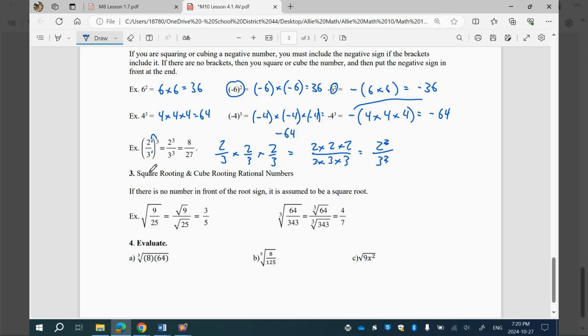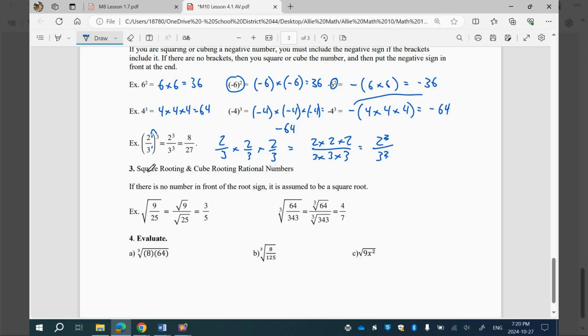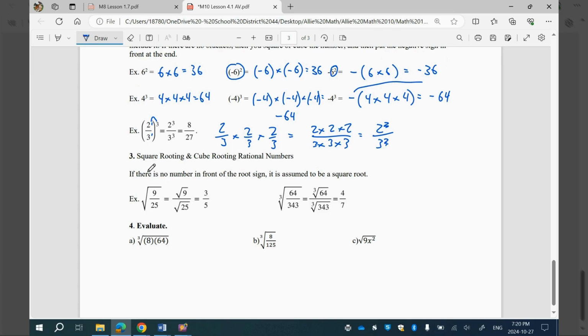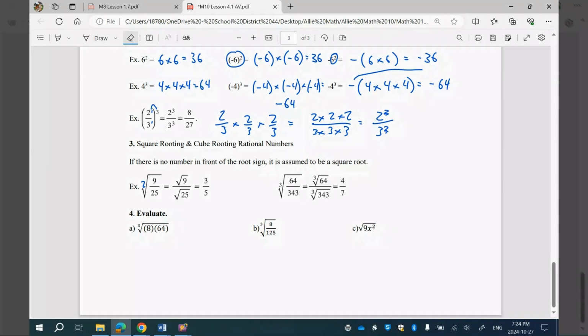And here's square rooting and cube rooting rational numbers. If there's no number in front of the root sign, which I think I mentioned earlier, no index shown, it's assumed to be a square root. So it's assumed that there's like a 2 there. Here's a property of square roots. The square root of 9 over 25 is equal to the square root of 9 over the square root of 25.